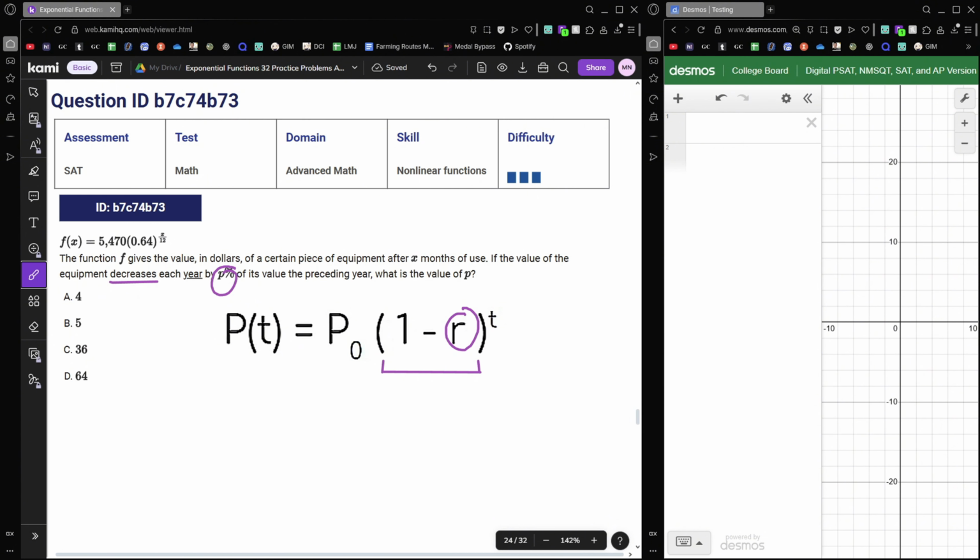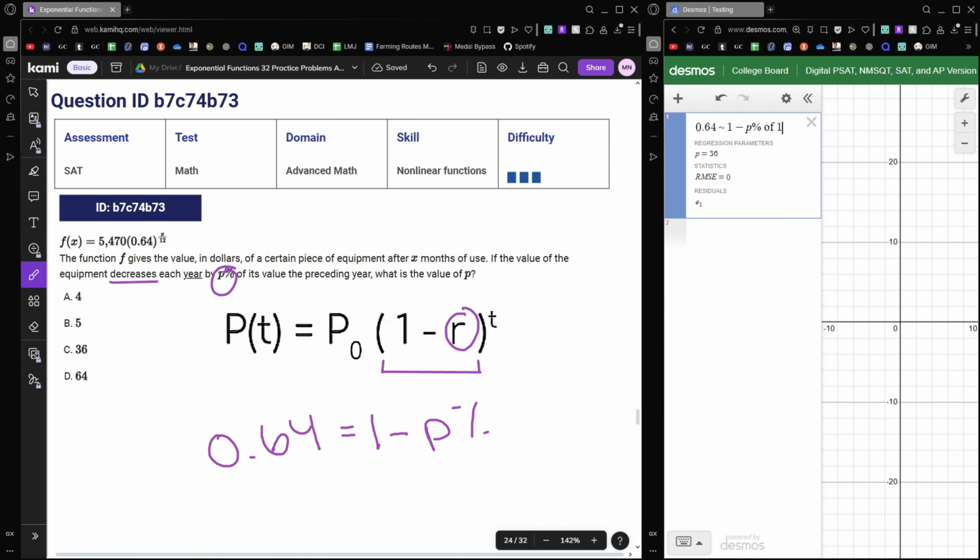Now we can go ahead and solve for p. We know that 0.64 is equal to 1 minus r, or 1 minus p%. Now let me put this in Desmos. Instead of an equal sign, you want to put a tilde. And then you want to put a 1 after the percent. And you get that p is equal to 36, which means our answer is C.